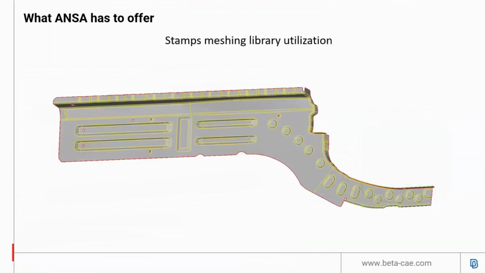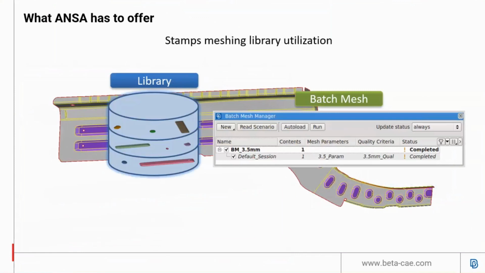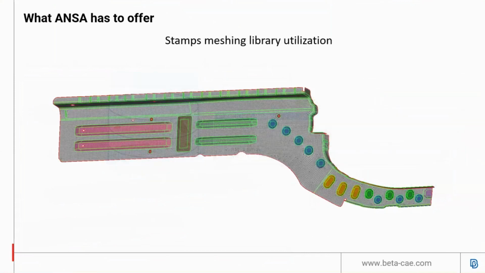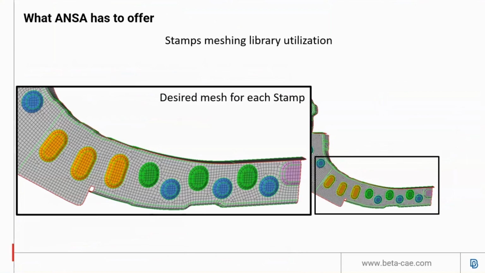Now, having such a library, we can take our geometry that we want to mesh and feed it to the batch mesh along with the library. Batch mesh recognizes the stamps, finds the corresponding mesh representation in the library, and gives a mesh result which is perfect for the stamps. In these pictures, I marked the same stamps with the same color. Notice that all green stamps are the same and have the same mesh representation, and so on.